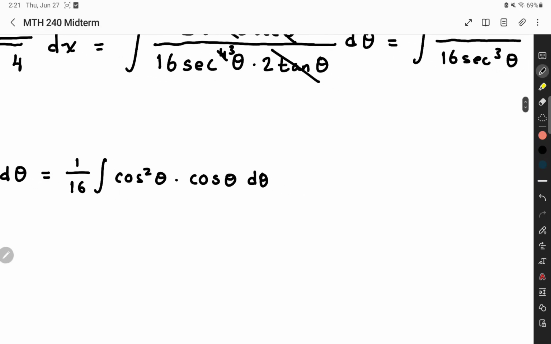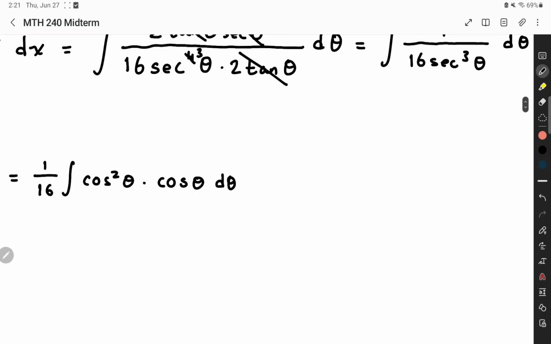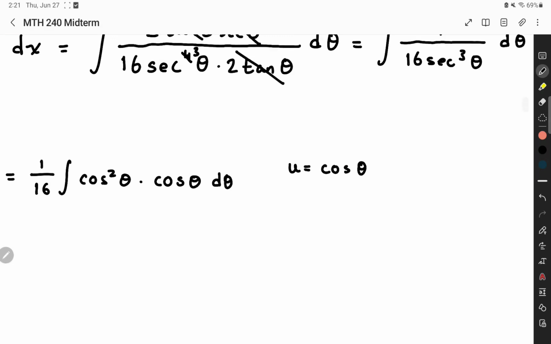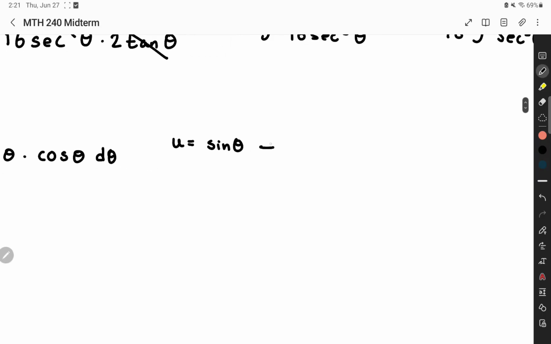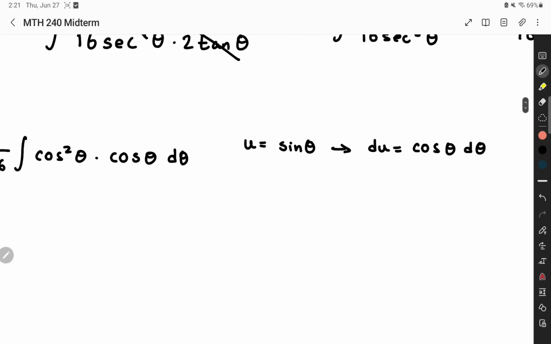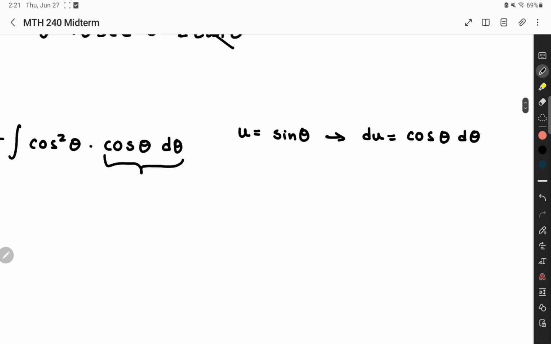And we want to do this because now we can use u substitution. So if we let u equal to cos theta, oh my bad, if we let u equal to sine theta, then that means our du is going to be equal to the derivative of sine theta, which is cos theta d theta. And we can see that cos theta d theta is right here, and so that means this is our du.